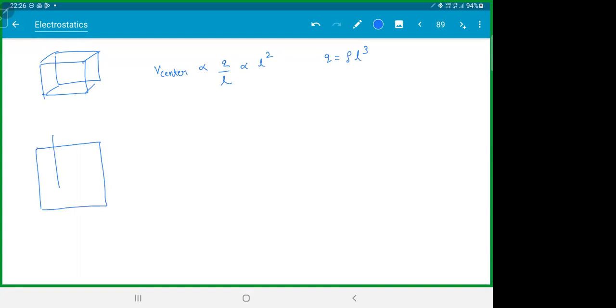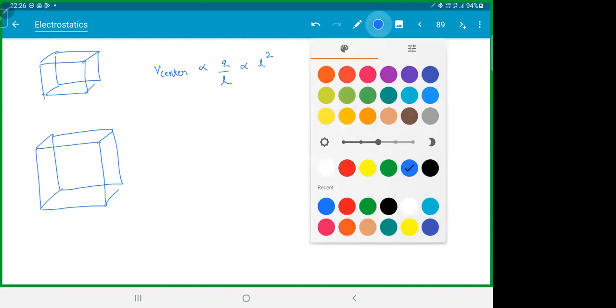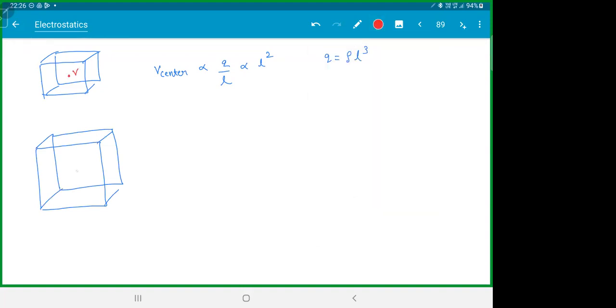Cube also same, no? For a cube, the potential at the center is again proportional to Q by L. This is always true, but Q will be density into L cube. So this will be proportional to L square. So if you take a bigger cube, at the center, if you take V for the big cube, what will be the potential? 4V, na?